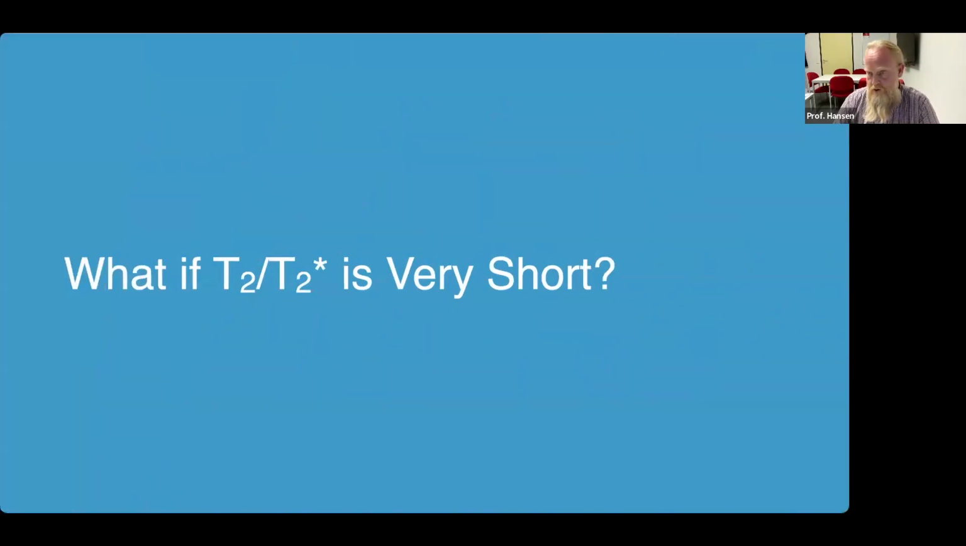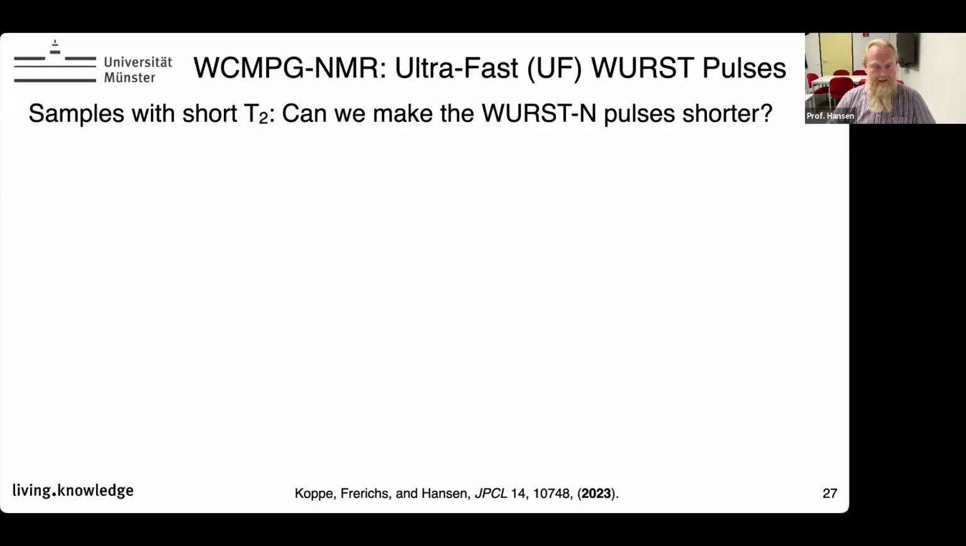Okay, so rates that are very slow requires, of course, that because the pulses are long, the acquisition windows should be a bit longer, that T2 or T2 star is long. So what do you do if T2 is short? And we also had a look at this, also a bit in hindsight. So can we make these pulses shorter?